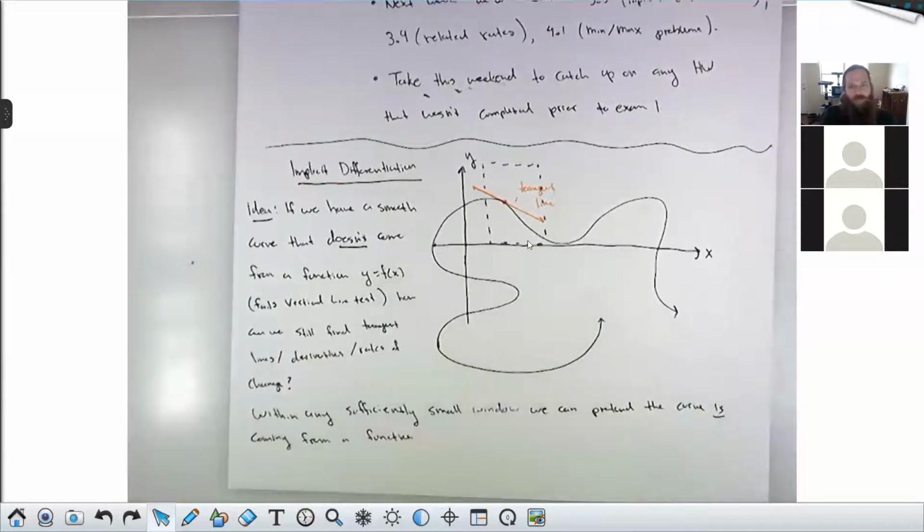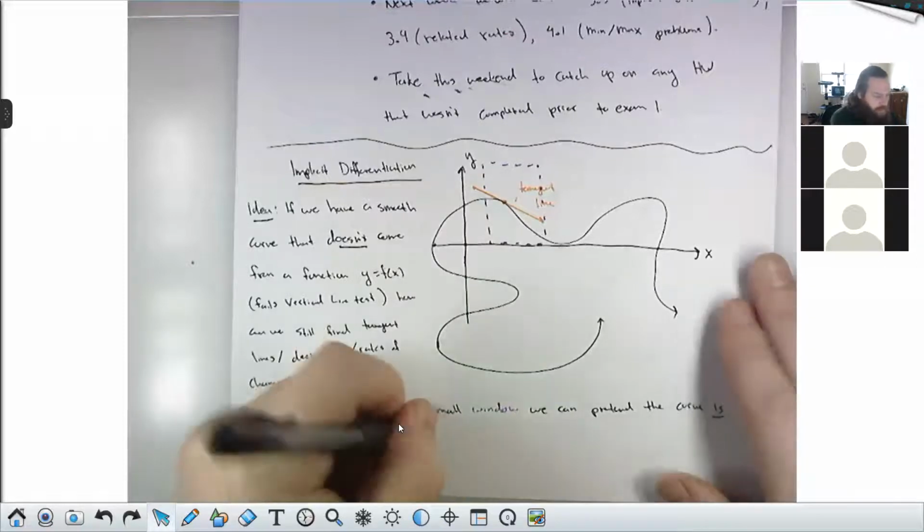Right? Because within this window, it does pass the vertical line test. If you just look in here, just at this tiny little bit of the curve, that looks like it is the graph of a function. The trick is, you have to think of y as being implicitly defined as a function of x.